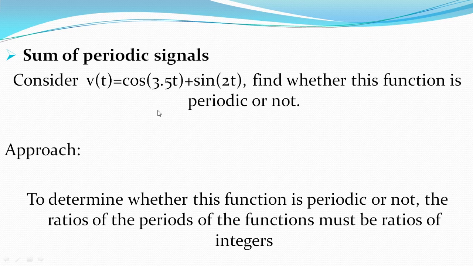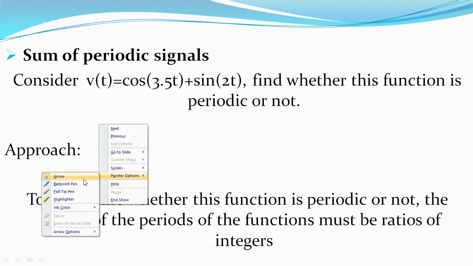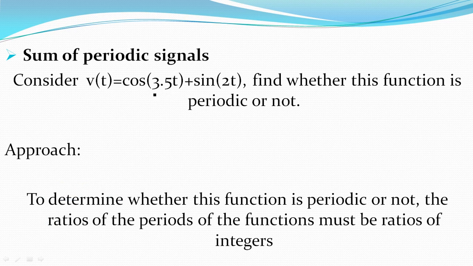Okay, so let's now consider function v of t is equal to cosine 3.5t plus sine 2t. Find whether this function is periodic or not. So ngayon naman yung given function natin is sum of periodic signals. Yung approach natin dito is to find the ratio of the individual periodic signal functions, and pag yung ratio na yon is rational, periodic yung buong function. Okay? So kunin natin yung individual fundamental period.